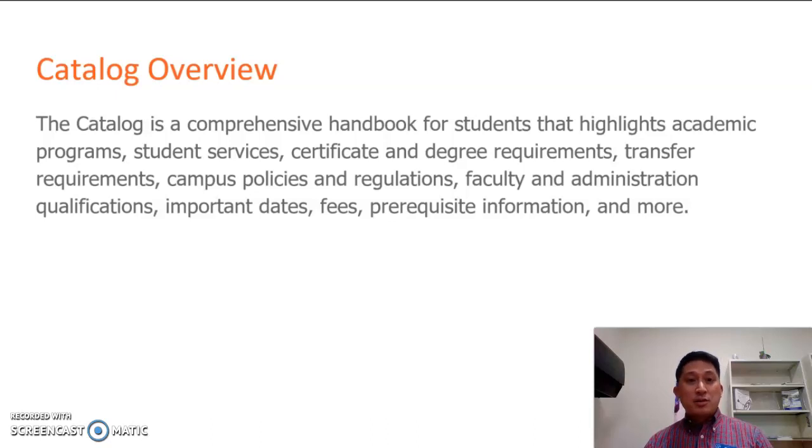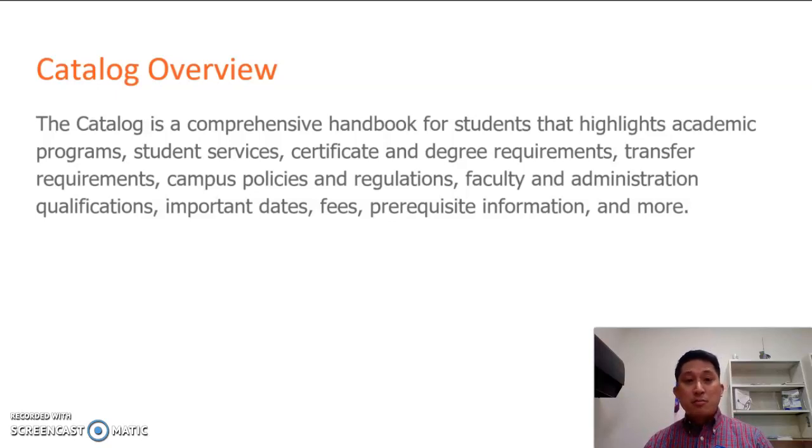And as you can see, it's a comprehensive handbook that highlights the academic programs, the student services that we have, certificate and degree requirements, regulations and policies that are here at the college, fees, important dates, information about where your faculty went to school and their qualifications.